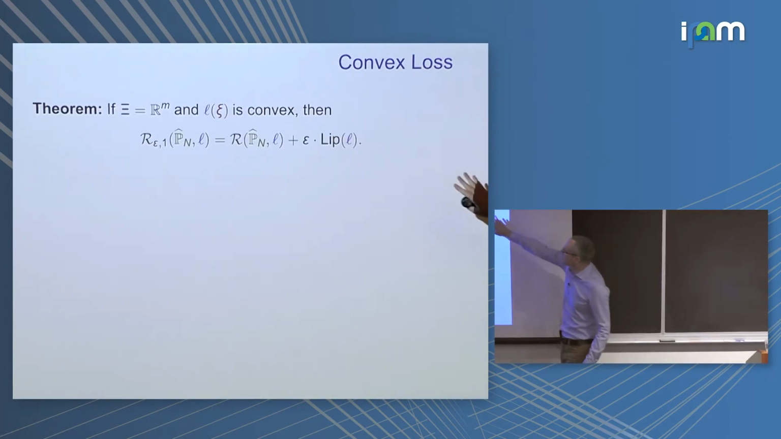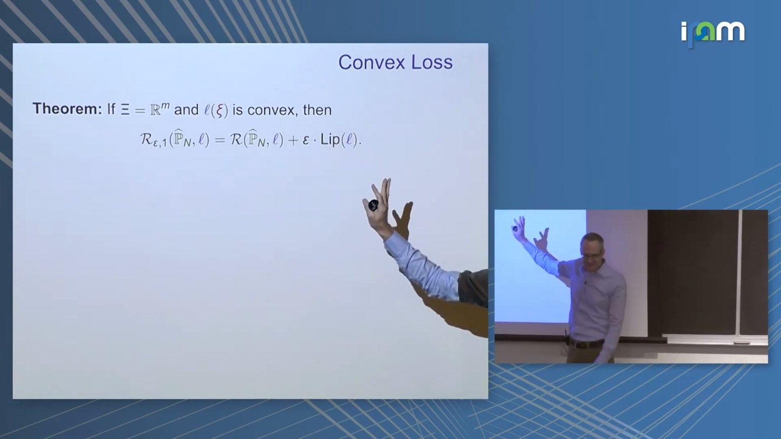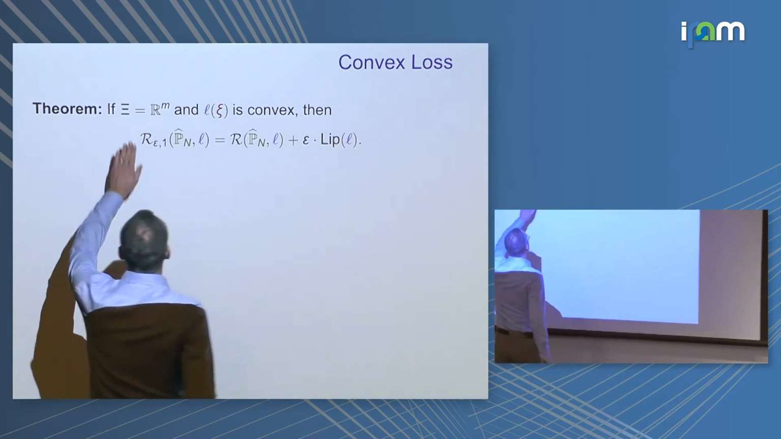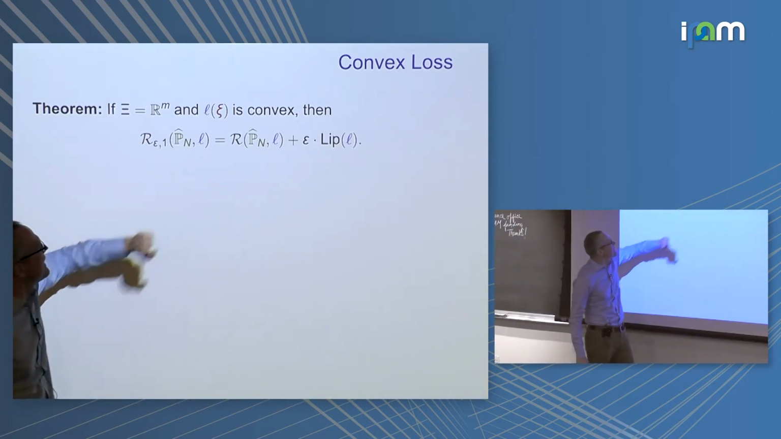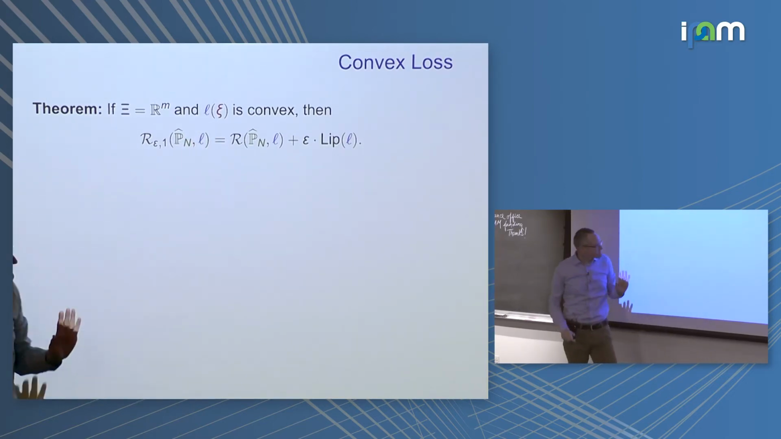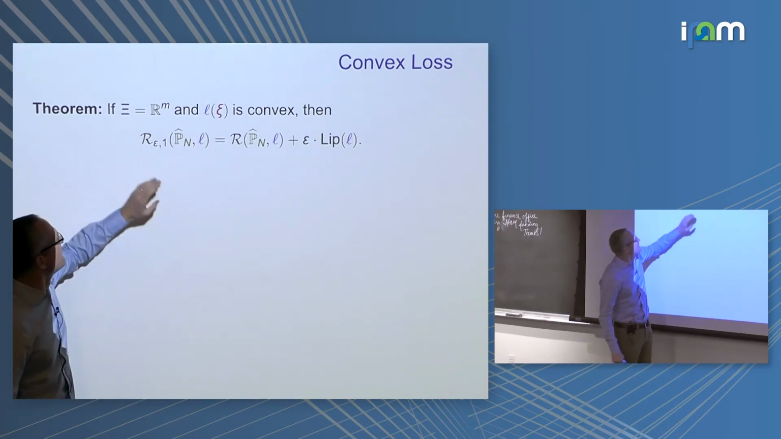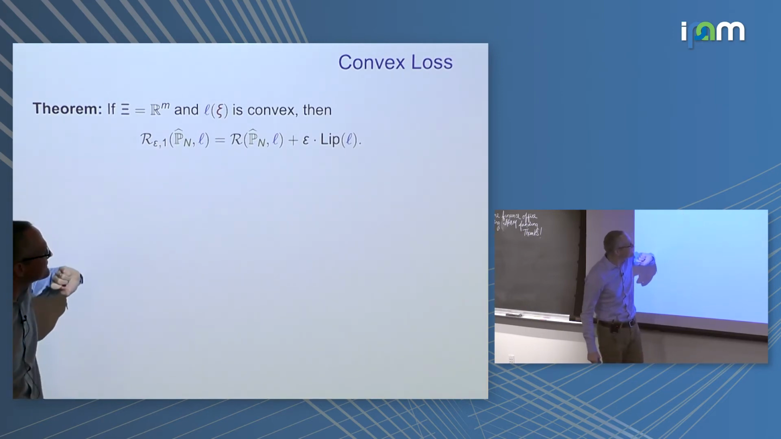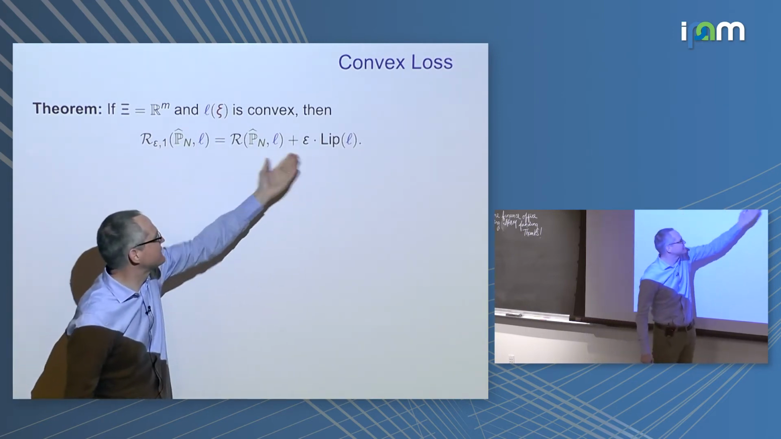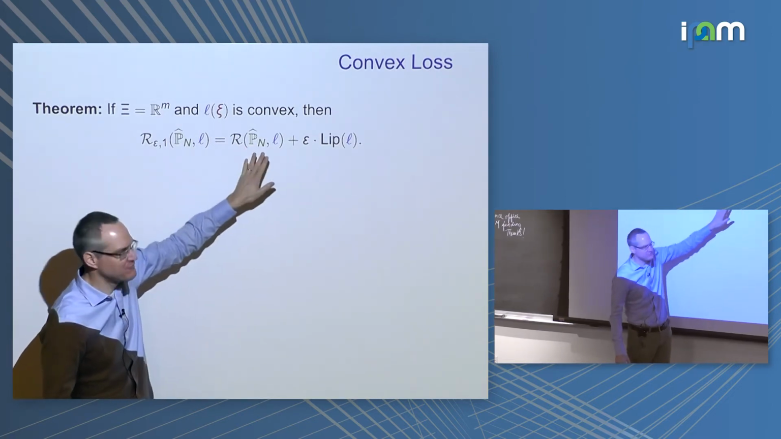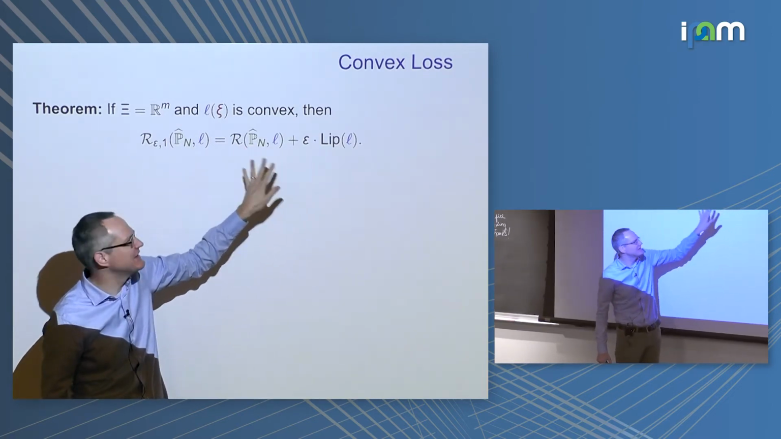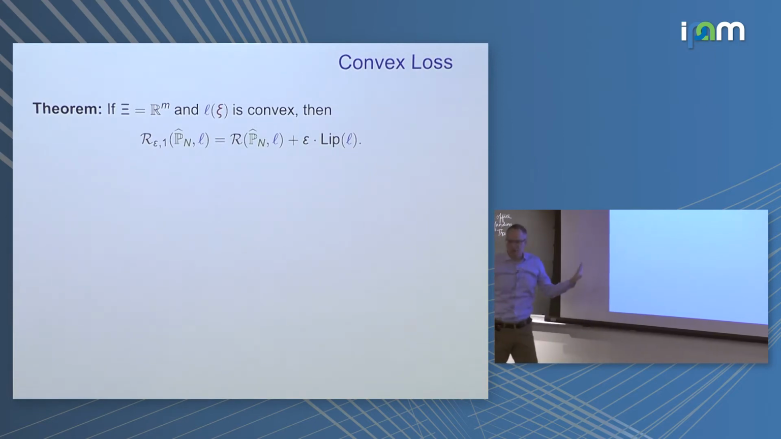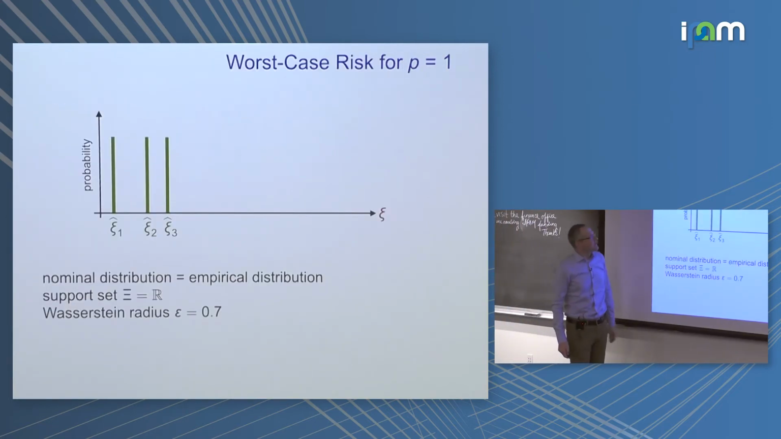So this was our conservative upper bound. And the second theorem is that if we have no support constraints, so Xi is the whole space, and the loss function is convex, then the type 1 worst case risk is equal to the Lipschitz regularized nominal risk. Okay, so this first conservative upper bound is exact in this setting. I'm not going to prove this, but I'm going to give you some intuition.